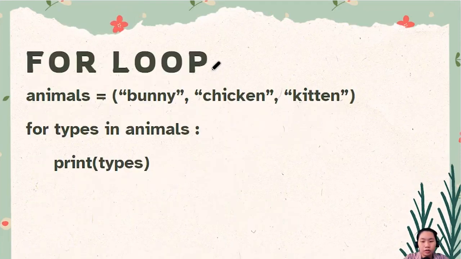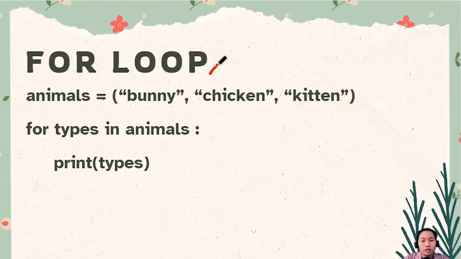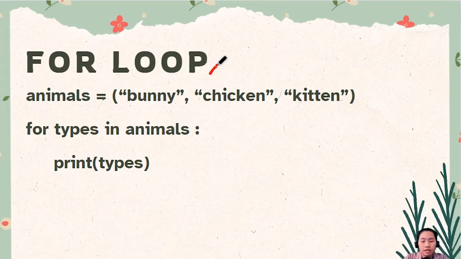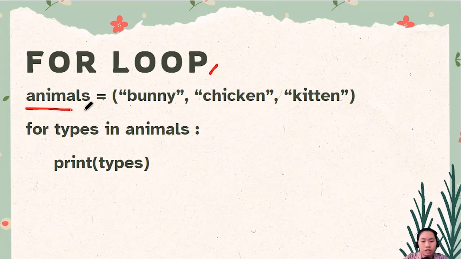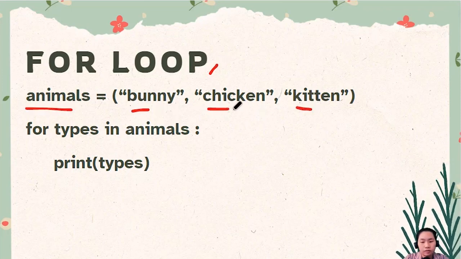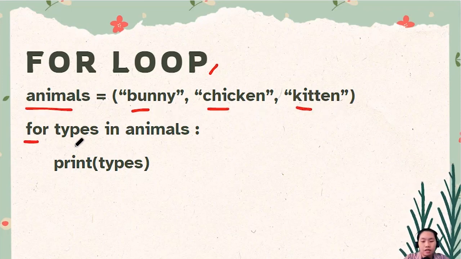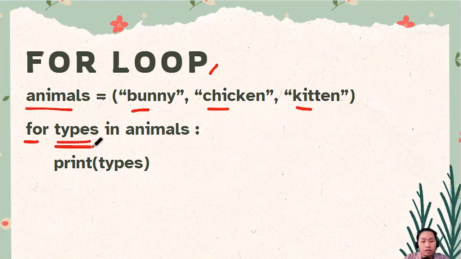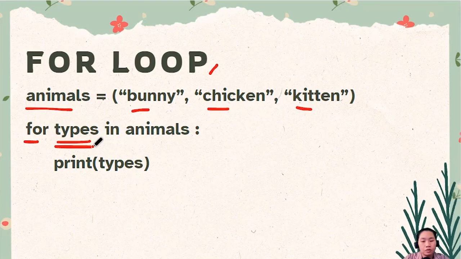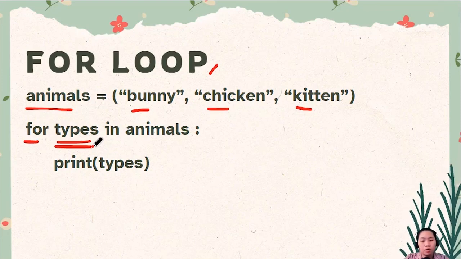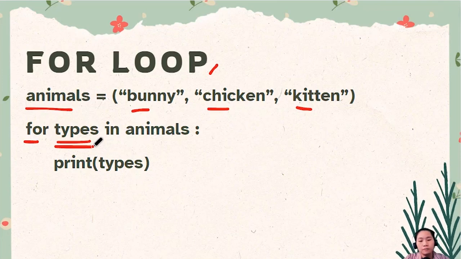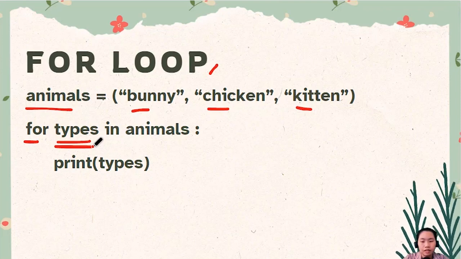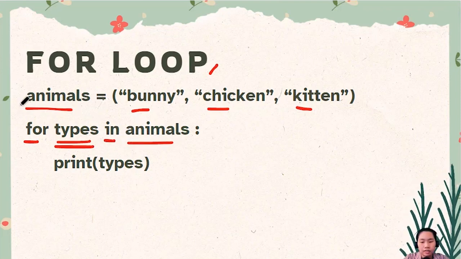So first, let's tackle the for loop. I'm sure if you've watched my previous lessons, you already know the simple syntax for loops. I have here a tuple, animals: bunny, chicken, kitten, 0, 1, and 2 respectively. For types, if you remember, this text right here is simply a placeholder. The name doesn't really matter, so you can feel free to input a more cohesive and specific name so that your code is friendlier to read. In animals, the tuple over here, print types.